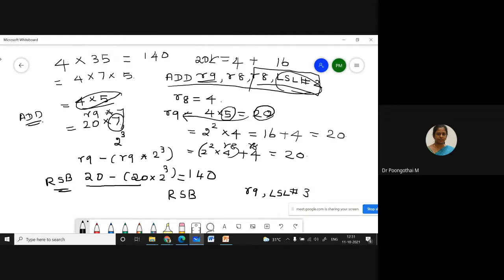After that, you store your result in R10. Reverse subtracting the content and storing your answer in R10. Is that clear? So using these two single cycle instructions, we are able to perform the multiplication within 2 clock cycles. These two must be executed within single clock cycles. Are you able to follow? Yes or no? Yes, ma'am.